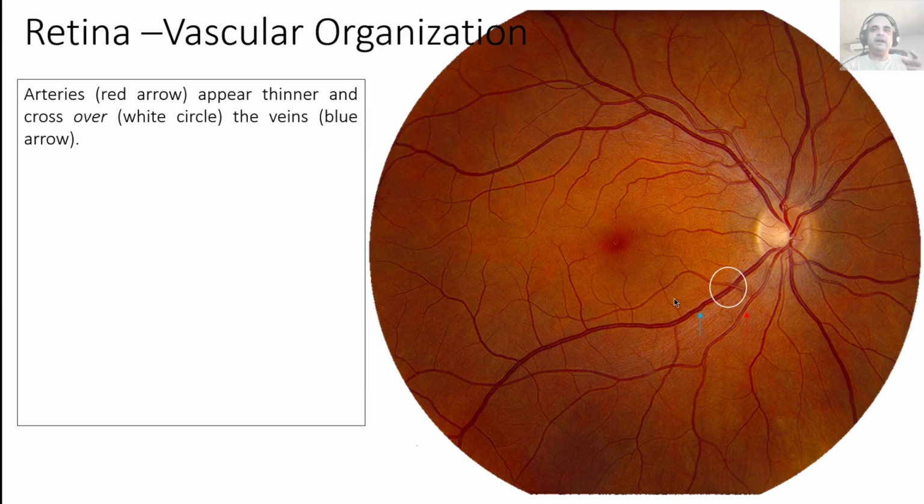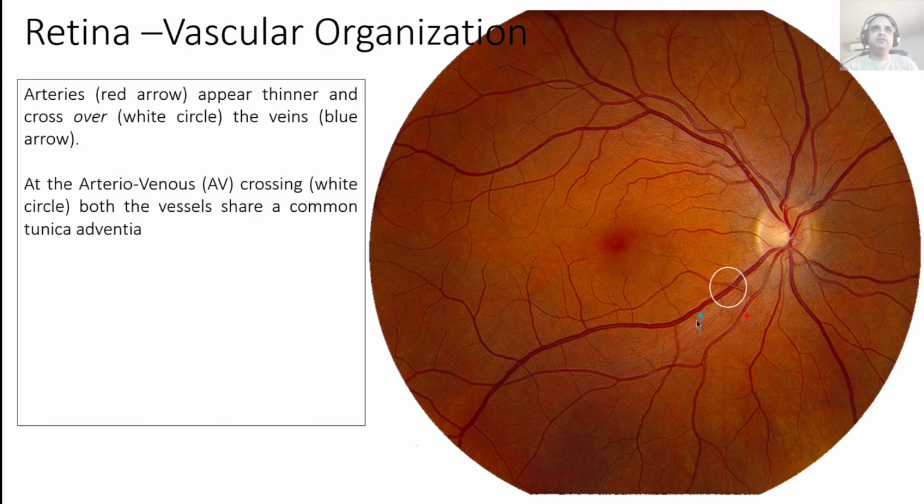So wherever we have a situation when an artery and a vein have to cross over one another, the artery is superficial, i.e. towards the vitreous side. The arteries appear thinner, the vein appears thicker, and we'll talk about why that is in a bit. At this point where an artery and a vein cross over one another, it's called an arteriovenous crossing. They have a common adventitial sheath. So the outermost layer of the blood vessels, the tunica adventitia here, is common.